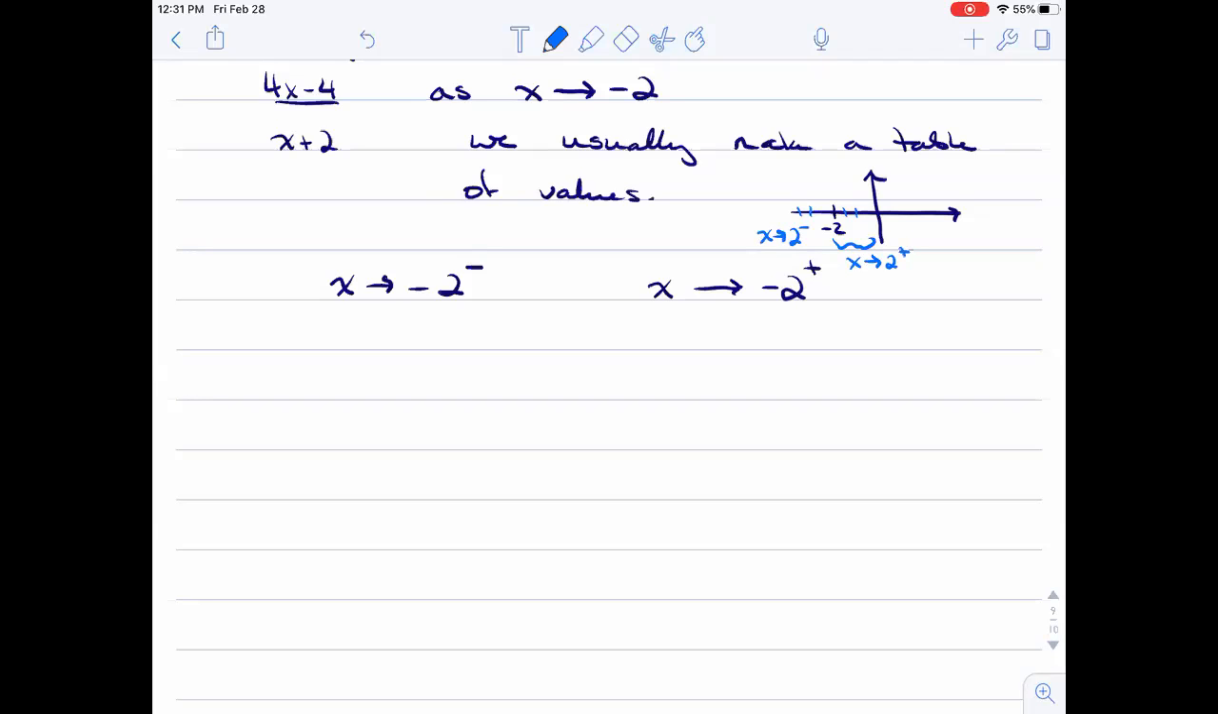So it might be helpful to map out a number line, especially in the negatives. Coming from the right means that we're coming from bigger values, and from the left from smaller values. So you're going to want to map it out a little bit, I think. So as x approaches -2 from the left, let's pick a couple of values of x and 4x minus 4 over x plus 2.